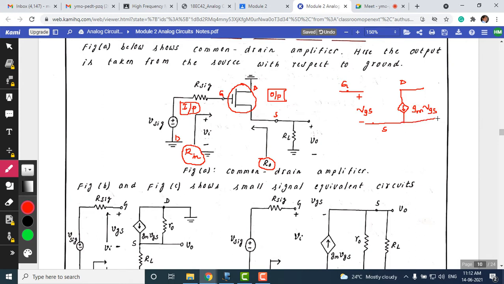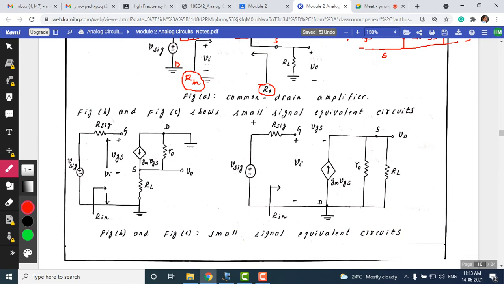If channel length modulation effects are included, then we will have a resistance here which is small r naught, and here we measure the output voltage which is V naught, and here we have VGS which is also equal to Vi. So this is the equivalent circuit of the MOSFET. This equivalent circuit now can be replaced for this MOSFET. Once we do that, the resulting circuit is as shown here.